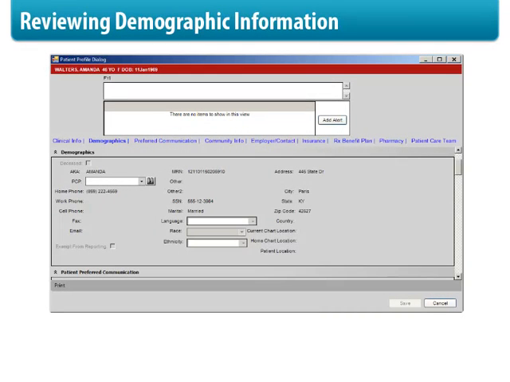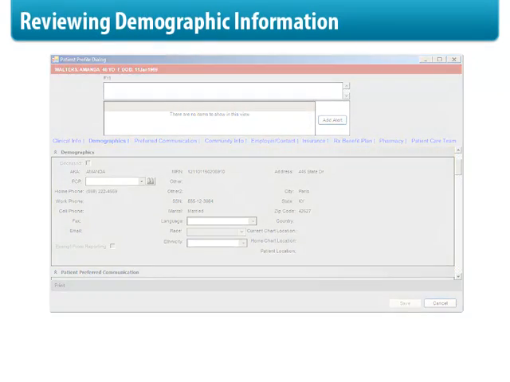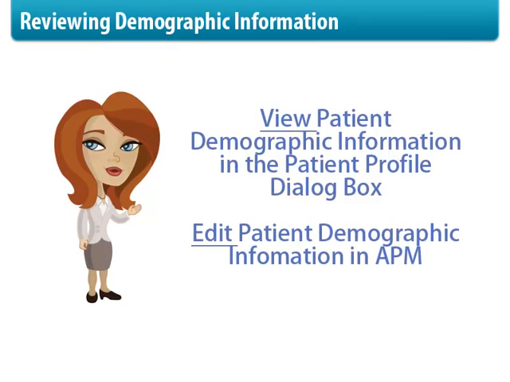Below the FYI box on the patient profile dialog box screen are a series of hyperlinks. These hyperlinks will move you throughout the rest of the screen. If you need patient demographic information, such as an address, phone number, or social security number, then that information is all visible from the demographics section. Demographic information can be reviewed from the patient profile dialog box but cannot be edited there. Any information that needs to be edited must be changed in APM.